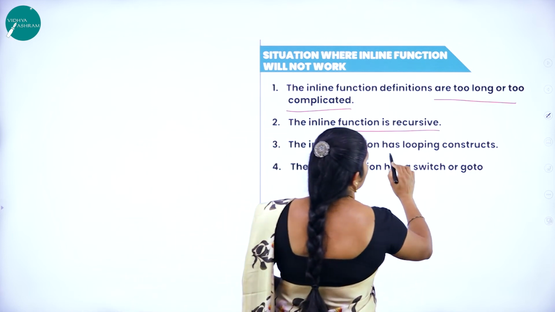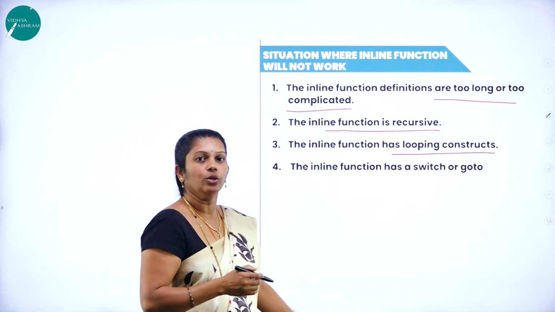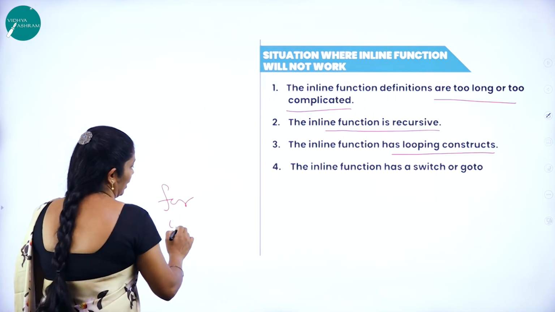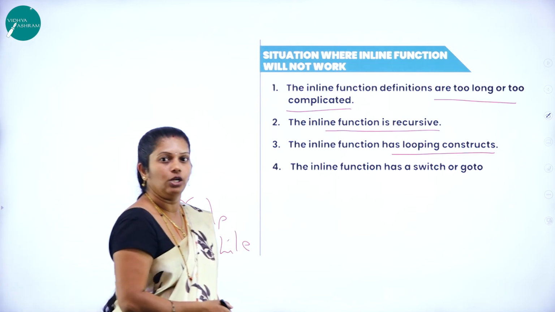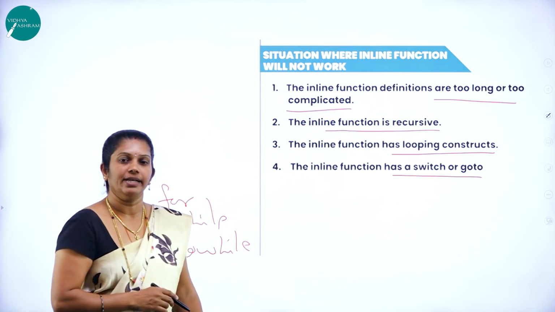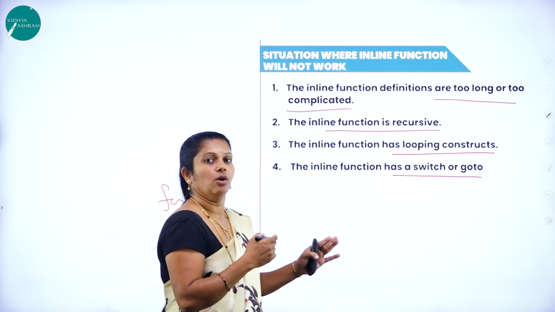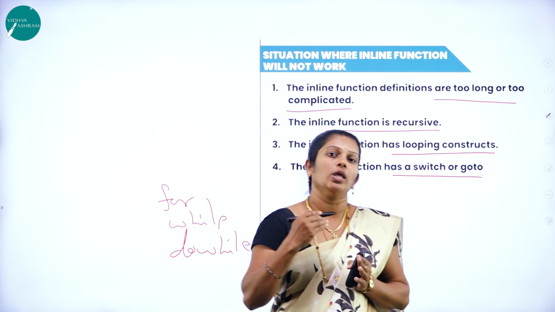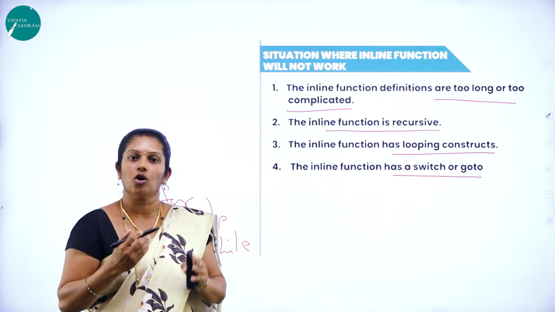If the inline function has looping constructs like for loop, while loop, do while loop, in that case also this inline function will not work. Then if an inline function has a switch as well as a goto statement, then also it will not work. In a switch statement, we have multiple selections, in that case also it will not work. The goto statement unconditionally jumps from one part of the program to another part of the program, and that also is not possible in an inline function.